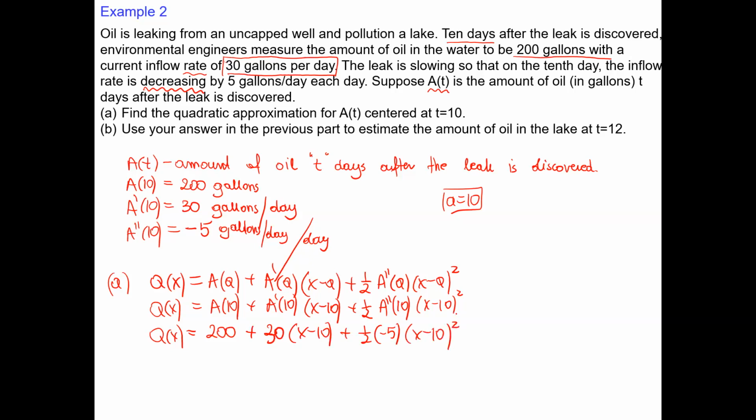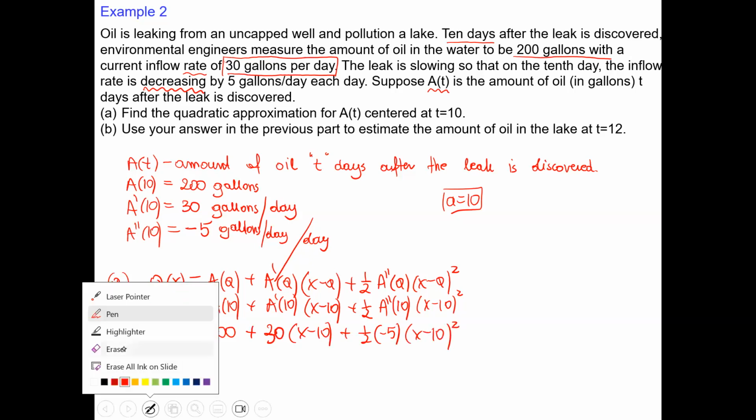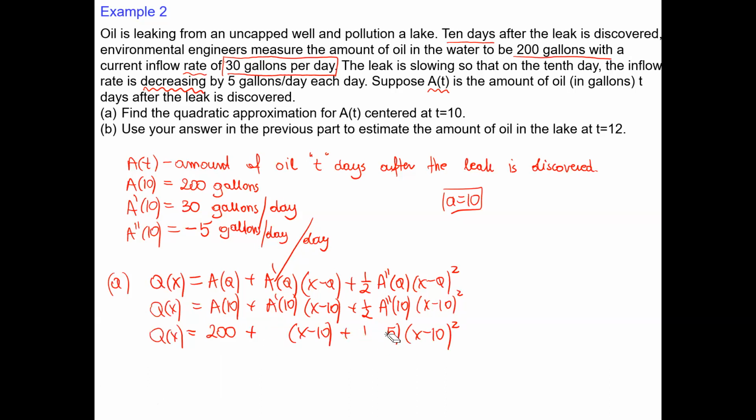Okay, and we can leave it like this, or if we prefer, this will be negative, just to have this is 30, and this will be -5/2 times that part, okay? And now part B is asking us to use that quadratic approximation to approximate the amount of oil in the lake after 12 days, at 12 days.